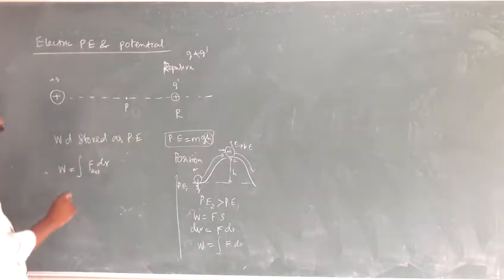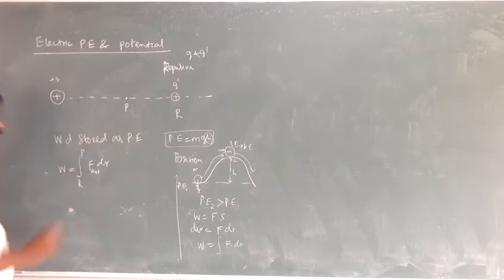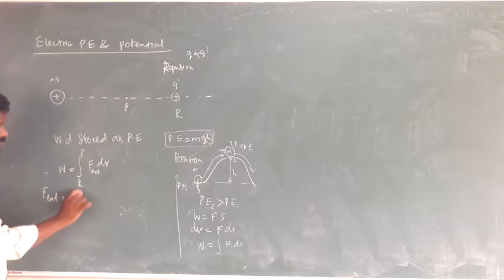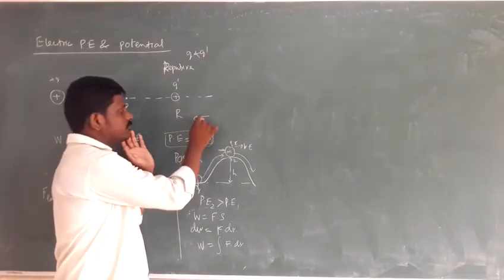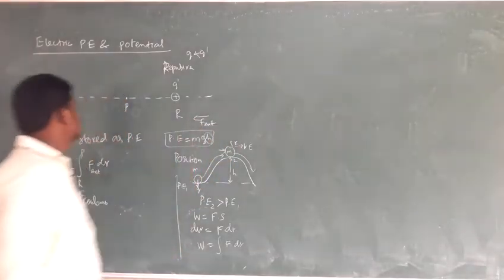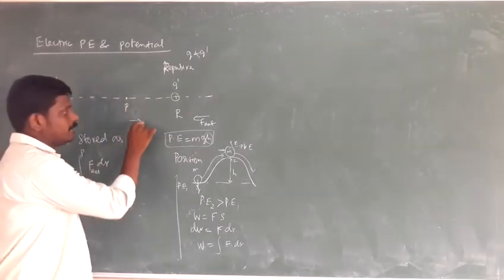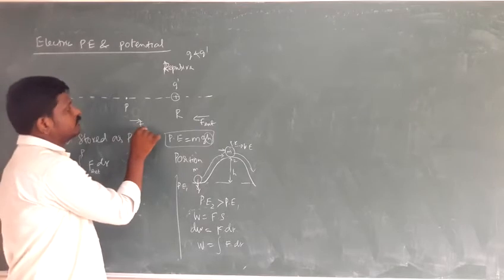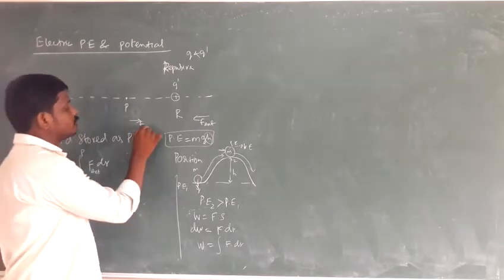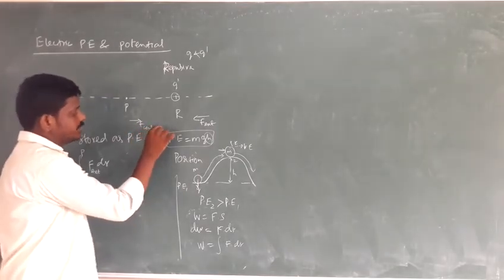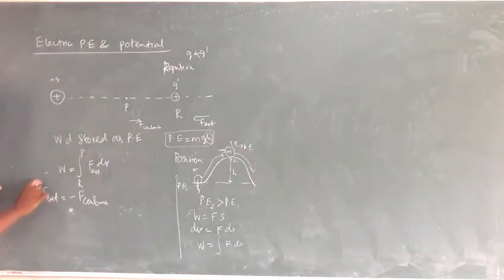So the charge is moved from R to P. That external force is equal to minus the Coulomb force. We are applying the external force in this direction, but due to the like charges, a repulsive force acts in the opposite direction. That repulsive force is the Coulombic repulsive force. So F external is equal to minus F Coulomb.